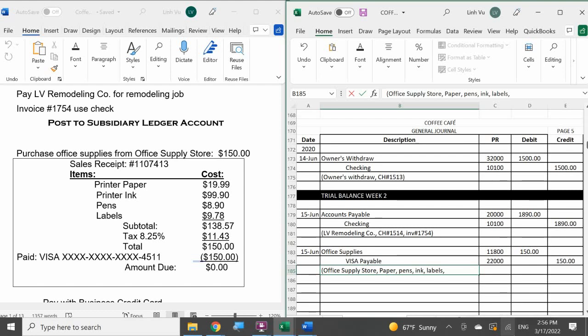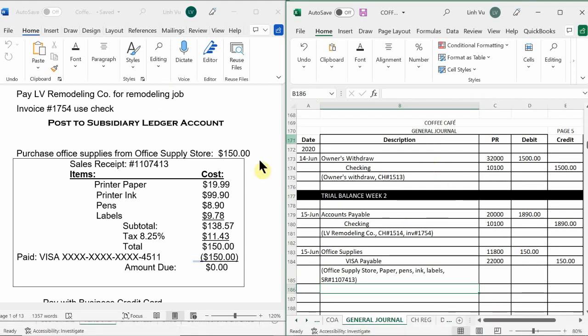Invoice, which is in this case, I have a sales receipt, so I'm going to do SR for sales receipt number 11,074,13. Okay, that's the proof of transaction right there. In case, for any reason, we need to go return any of these items, I have the receipt right here. Proof that the transaction has happened. So, what do I do next?